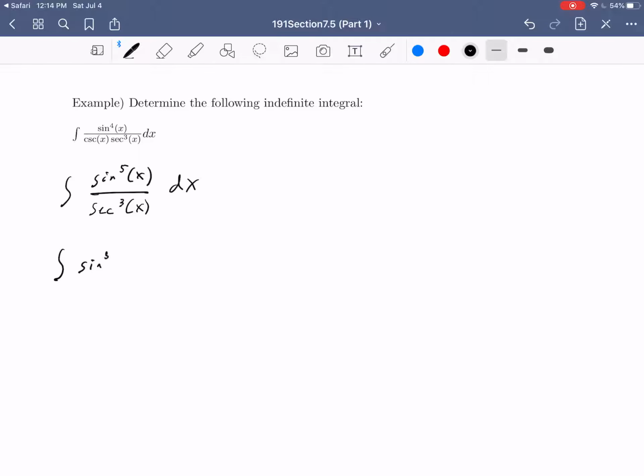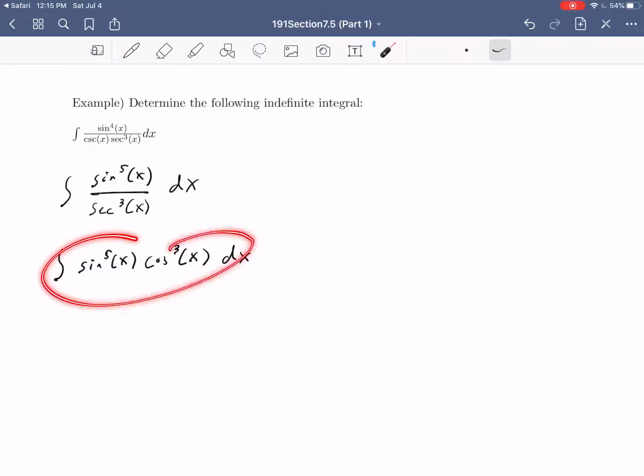So we can get this as sine to the fifth cosine cubed x dx, just by a little bit of trig manipulation. Now this is a form we like. It's a product of sine and cosine. Also, we've got odd exponents. We only need one odd exponent, and we actually have two here. So let's choose the smaller one, because we know we're going to have to convert whatever remains when we do this. So let's go ahead and choose this one.